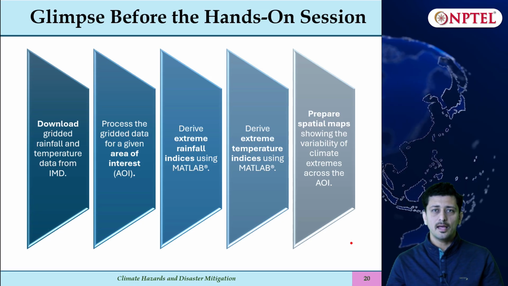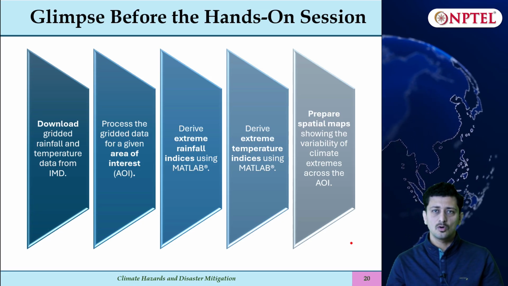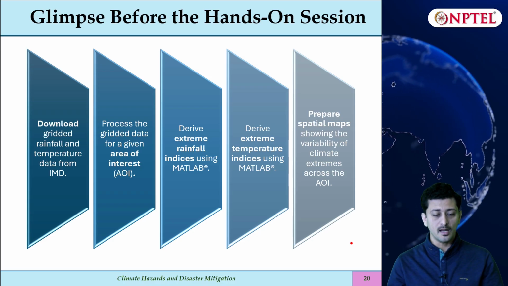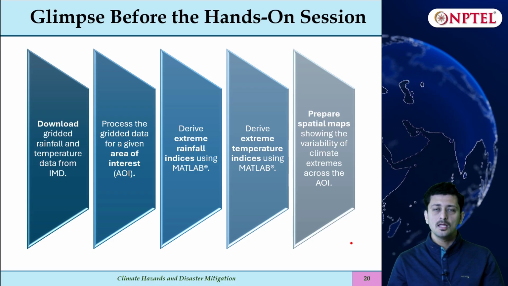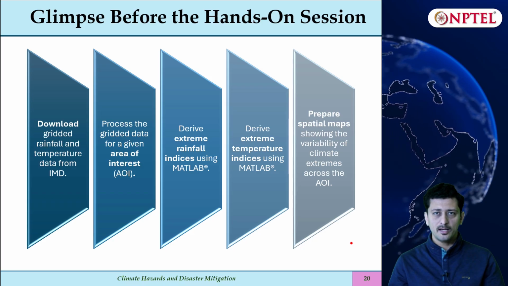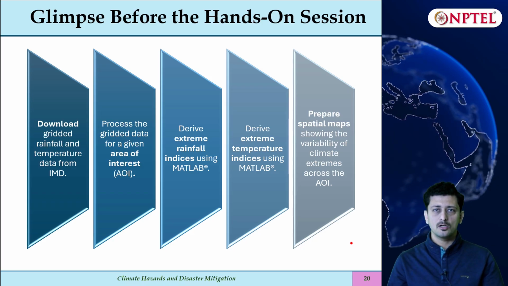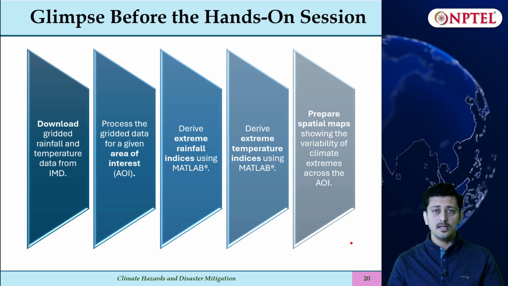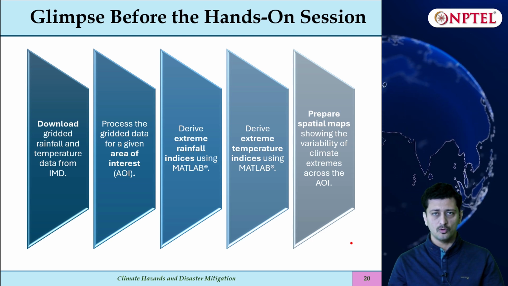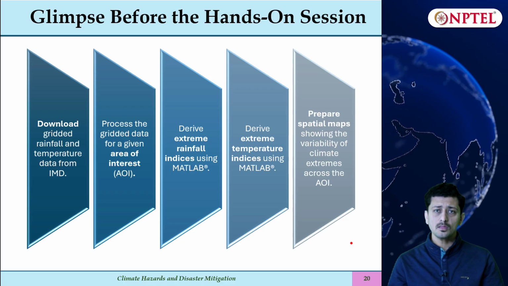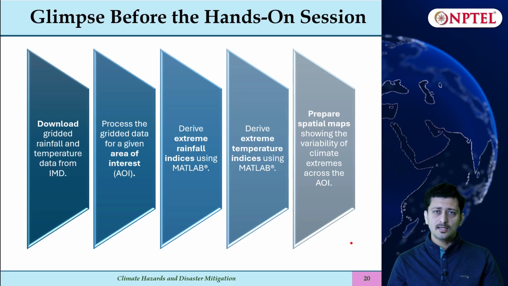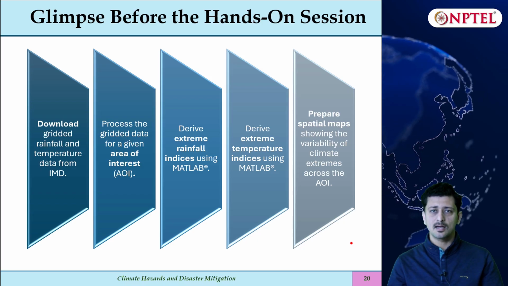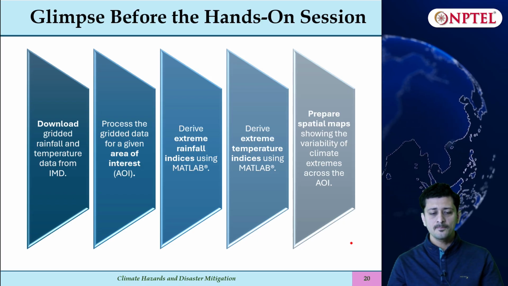So the next lecture will be a hands-on session. So let us see what we'll be doing in this hands-on session. We'll be downloading the gridded rainfall and temperature data from IMD. The rainfall data is available at 0.25 degree from 1901 till 2024, and the temperature data is available at 1 degree from 1951 till 2024. So we'll be downloading that data, then we'll be processing that data. We'll select an area of interest. For that area of interest, we should identify how many grids are covering it.